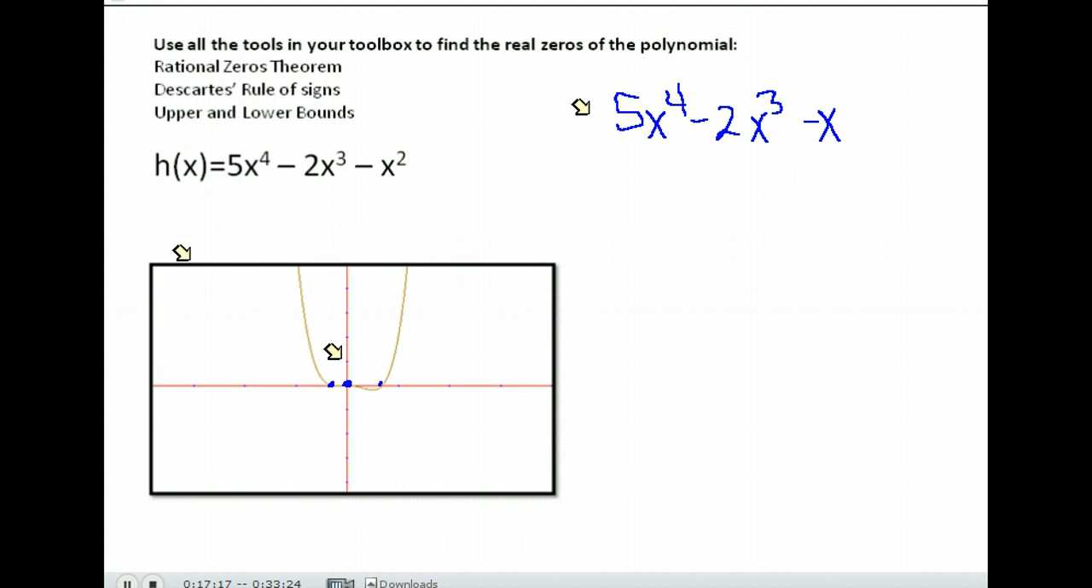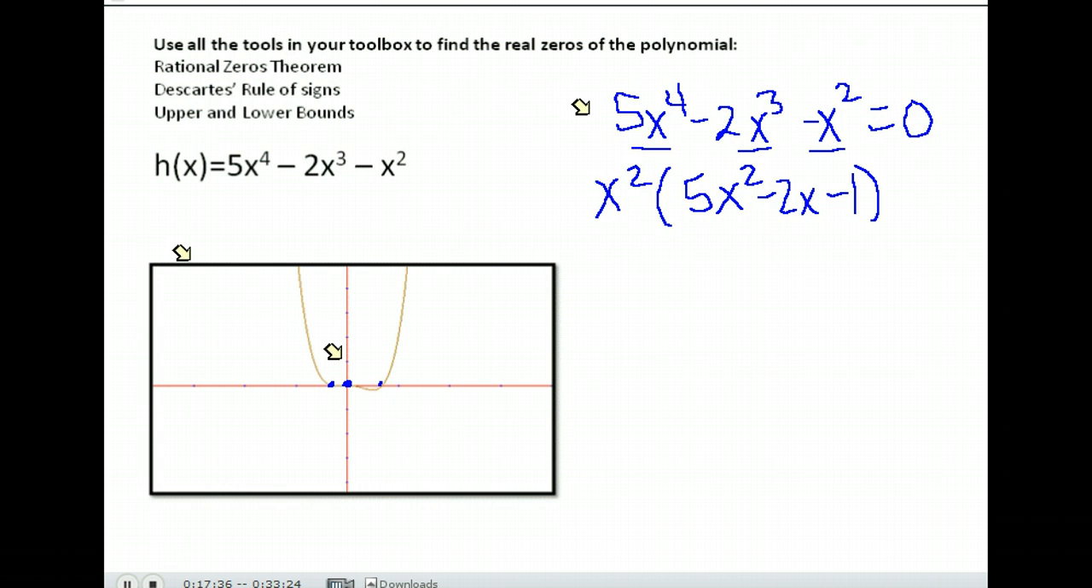Algebraically, when we were finding zeros, remember we set the function equal to 0 and tried to solve. Well, notice each of these has an x in it. In fact, they have at least an x squared. So my first step would be to factor out any common factors. I can take an x squared out of each term, and I'm left with 5x squared minus 2x minus 1. I could also use synthetic division to break it down, but this is another option.